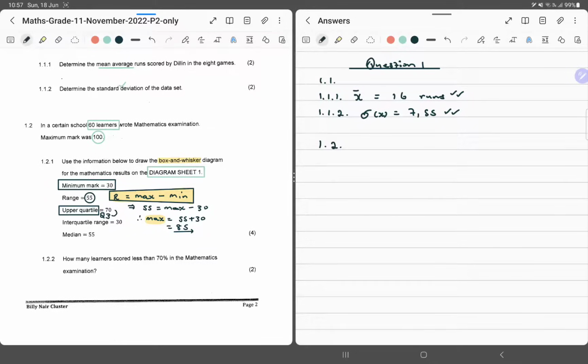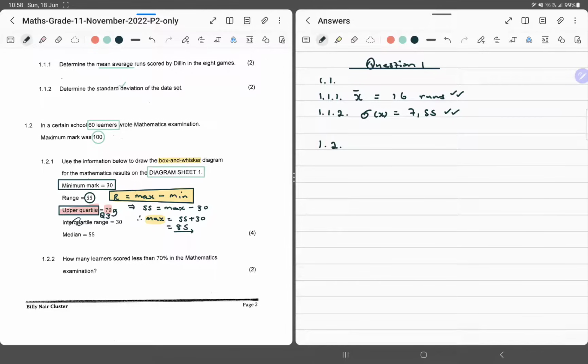Okay, Q3 is 70. So we are sorted. We can see that our Q3 is 70. All right, so that's not a problem.